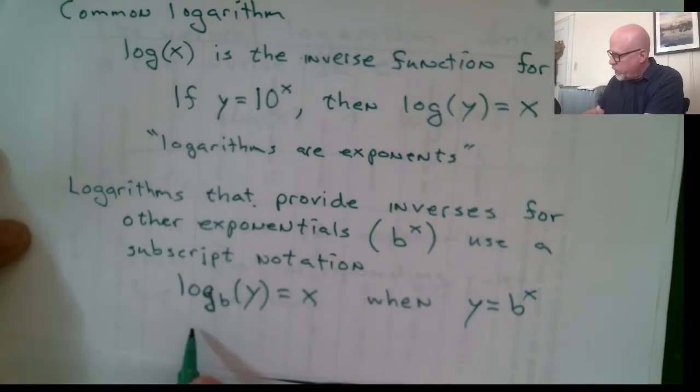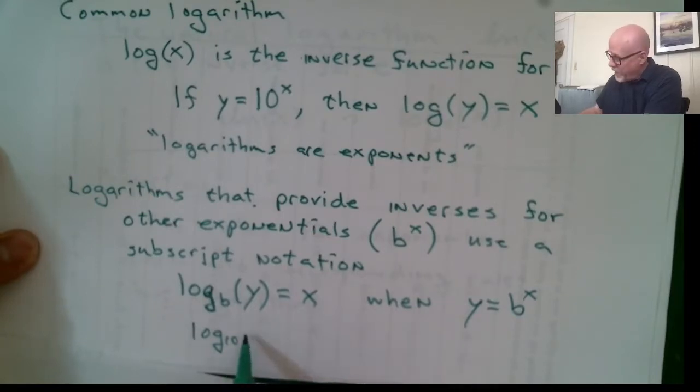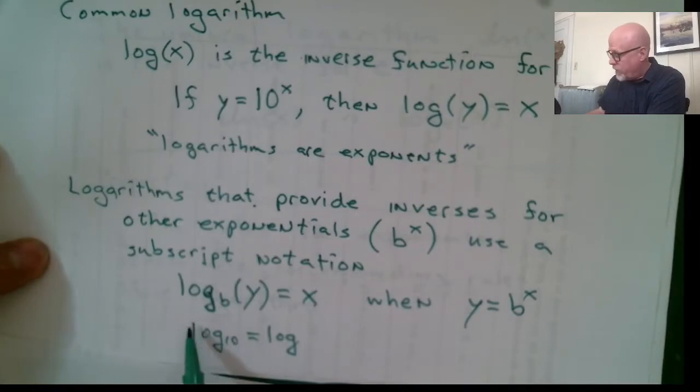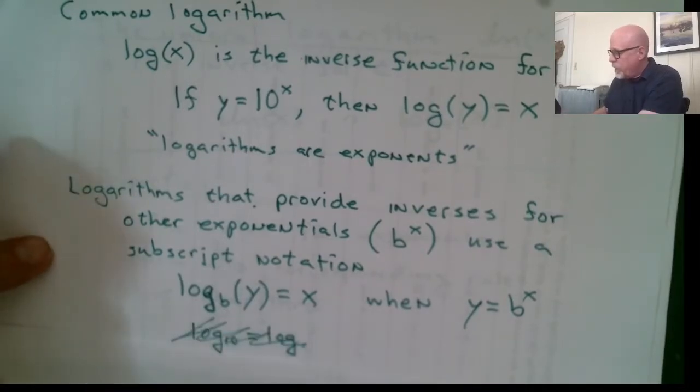Rarely you'll see people say log with a 10 as the subscript, because log with a 10 is the same thing as log with nothing. So it's sort of unnecessary, but occasionally you'll want to do that if you've got lots of bases floating around, emphasizing the fact that the log you're dealing with right there is the base 10 one.